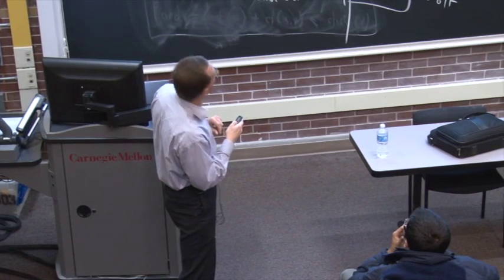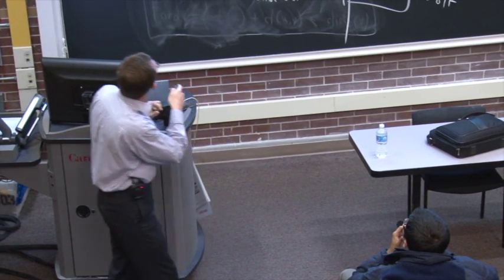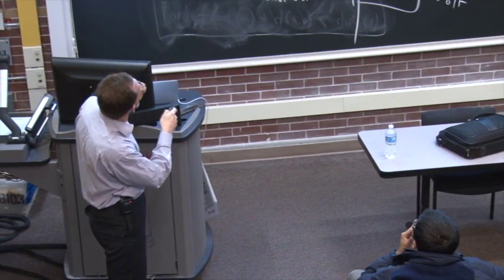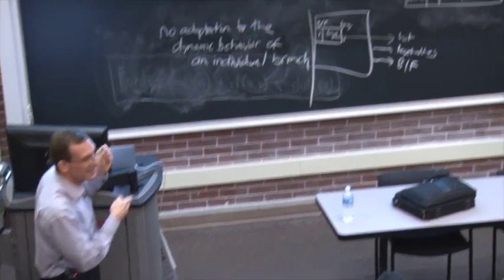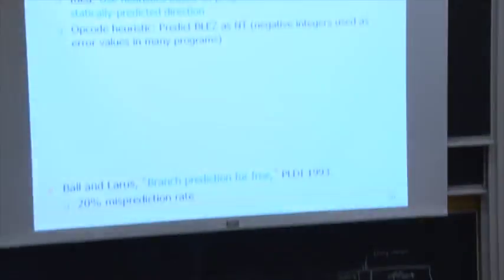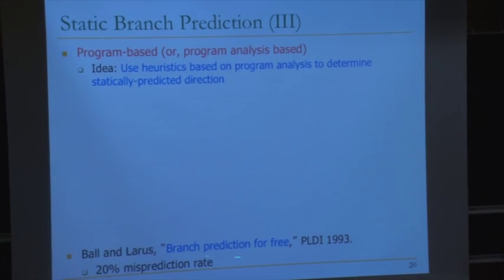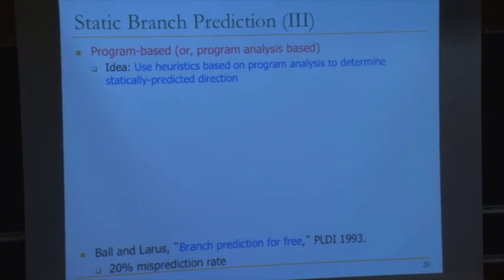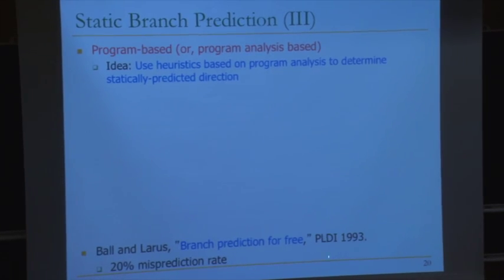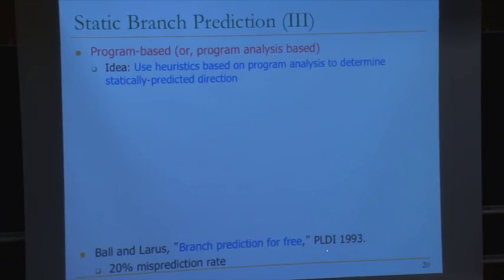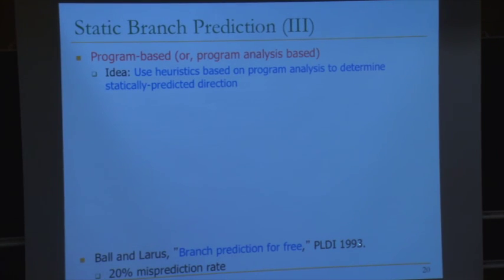It turns out you can actually do much more than this. So basically, I've given you the idea: use heuristics based on program analysis to statically predict direction. For example, one heuristic, actually, from this paper, and I'd encourage you to read this paper also. It's called Branch Prediction for Free, again published in the Programming Language Design and Implementation Conference in 1993. That was published in 1990 in the same conference.